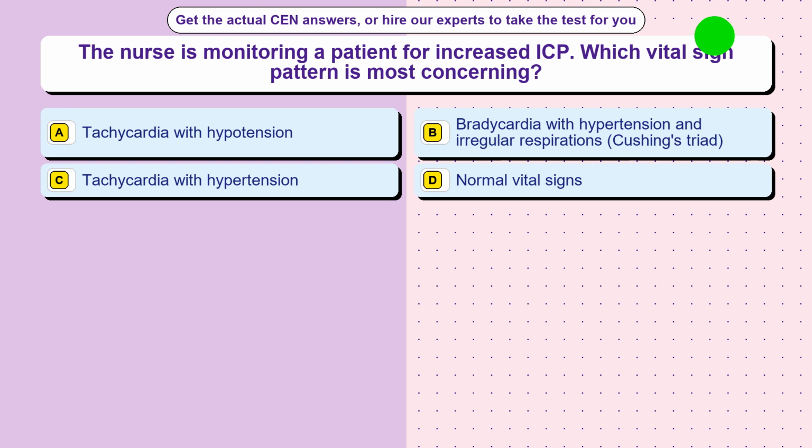Question 64. The nurse is monitoring a patient for increased ICP. Which vital sign pattern is most concerning? Option A, tachycardia with hypotension. Option B, bradycardia with hypertension and irregular respirations, Cushing's triad. Option C, tachycardia with hypertension. Option D, normal vital signs.